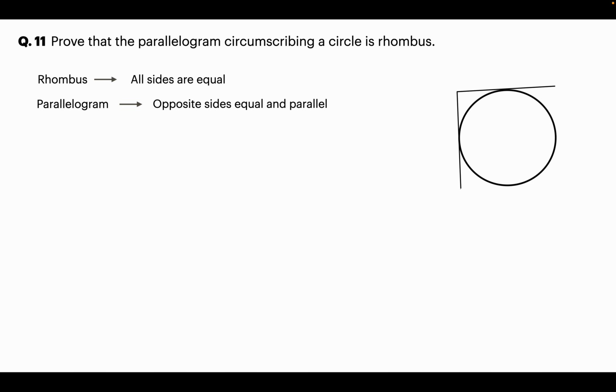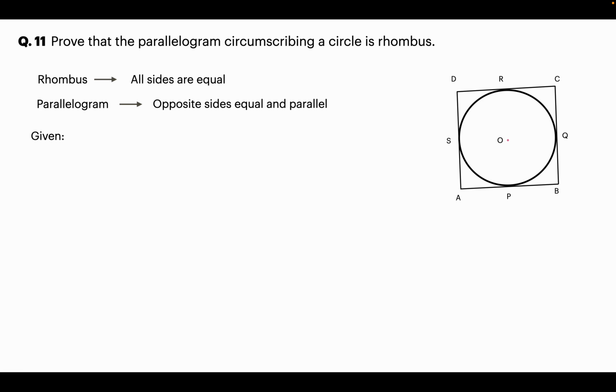So this is a parallelogram, and if this parallelogram needs to circumscribe the circle, that means the sides of this parallelogram need to be tangent to this circle. So let's say this circle has center O and the points of contact that these lines make with the circle are points P, Q, R and S, and let's say this parallelogram is ABCD.